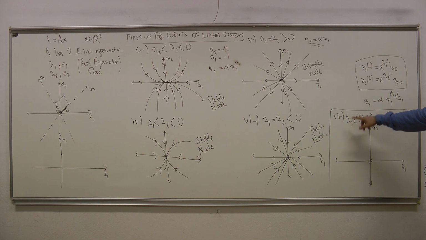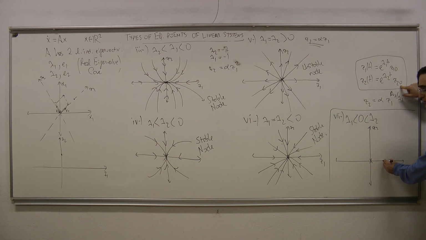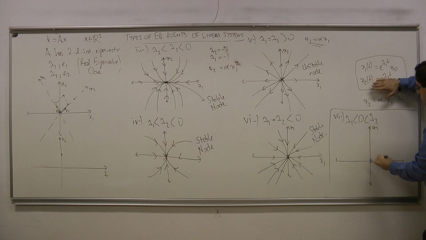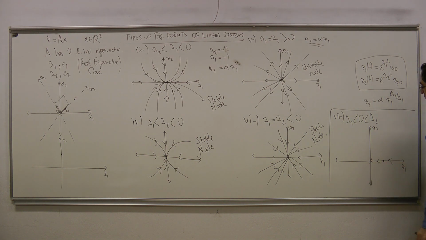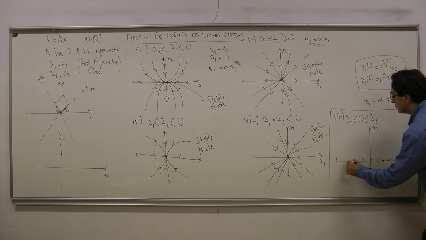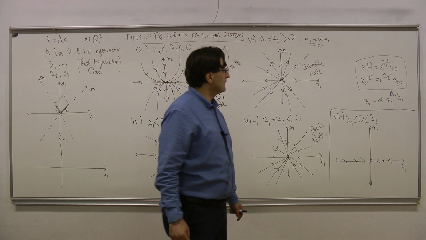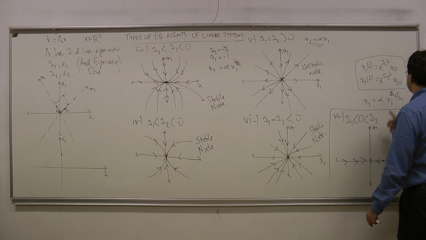So I see that lambda 1 is negative. That means that if I suppose that Z2(0) is equal to 0, so I choose an initial condition on the Z1 axis, then Z2 is 0 forever. And what happens to Z1? Z1 is going to be a decaying exponential times a positive initial condition. So the trajectories on this part are going to be converging towards the equilibrium point on the Z1 axis. And what happens if I choose Z1(0) negative? The exponential is always positive and decaying, so we again have a trajectory converging towards the equilibrium point on the Z1 axis.